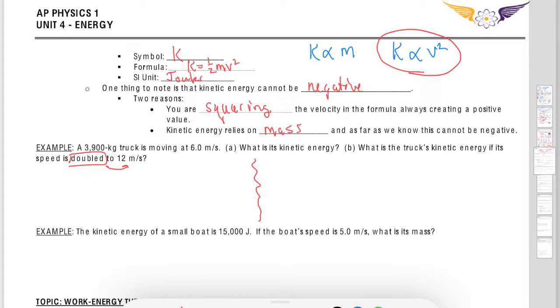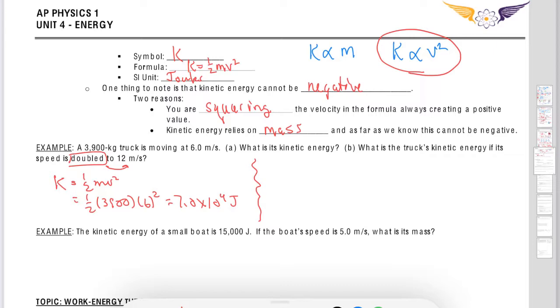The first part asks, what is the kinetic energy if I have a 3,900 kilogram truck moving at 6 meters per second? All I do is 0.5 times 3,900 times 36, since that's what 6 squared is, and I get 7.0 times 10 to the 4 joules. So that's just a straight plug-in.